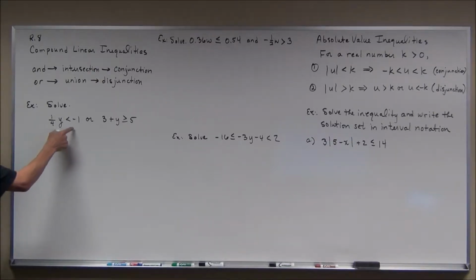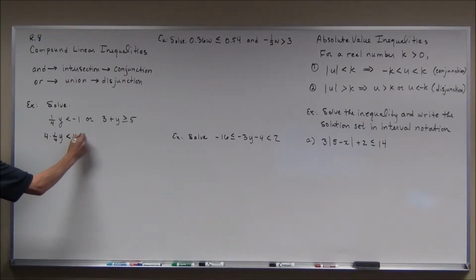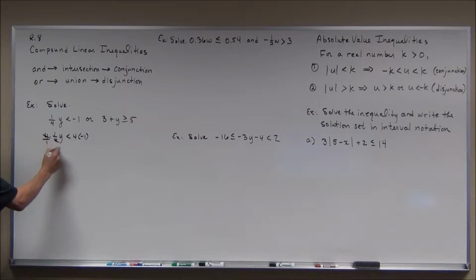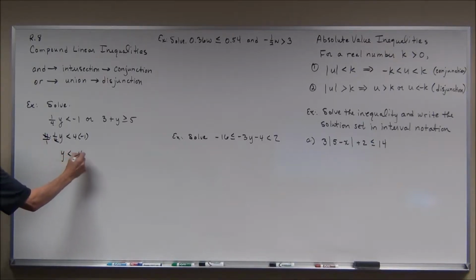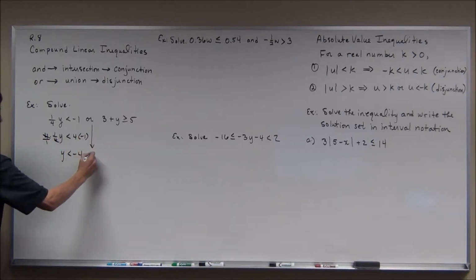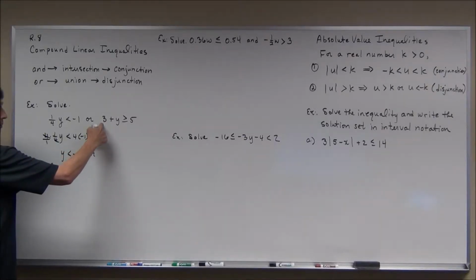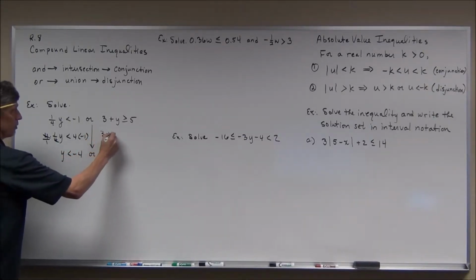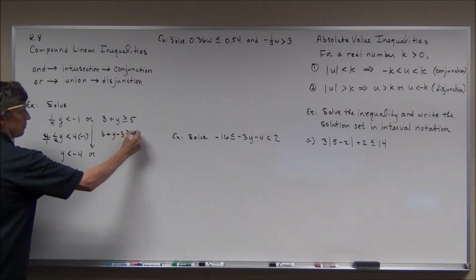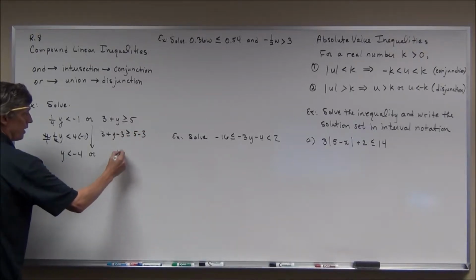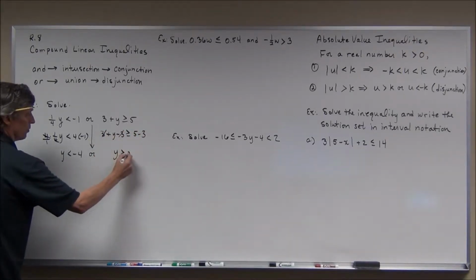To solve this is very simple. I'm going to multiply both sides by 4, and since I'm multiplying by a positive, I do not need to reverse the order, and I get y is less than negative 4. Or here I'm going to get rid of the positive 3 by subtracting 3 from both sides, and I have y is greater than or equal to 2.